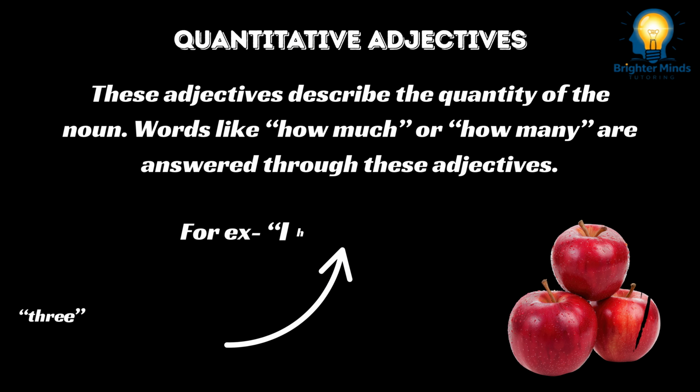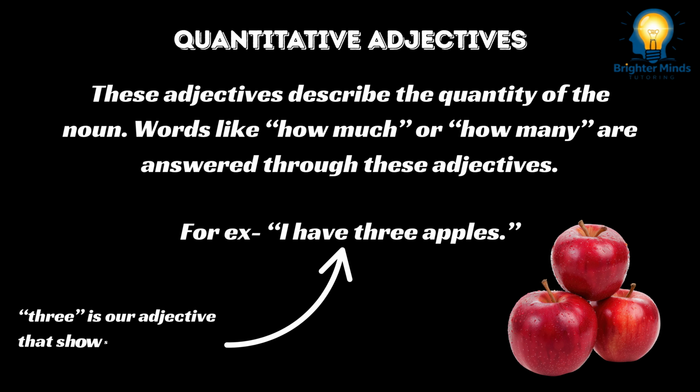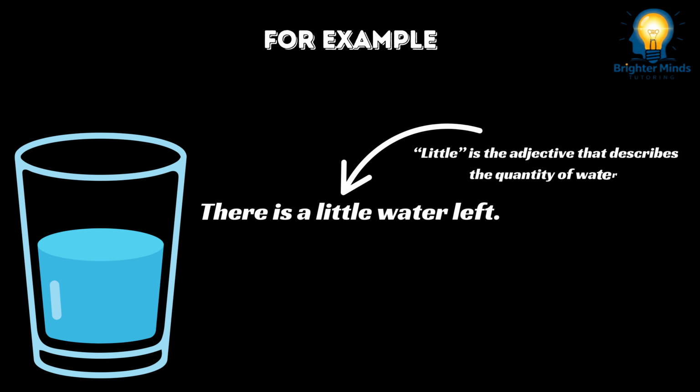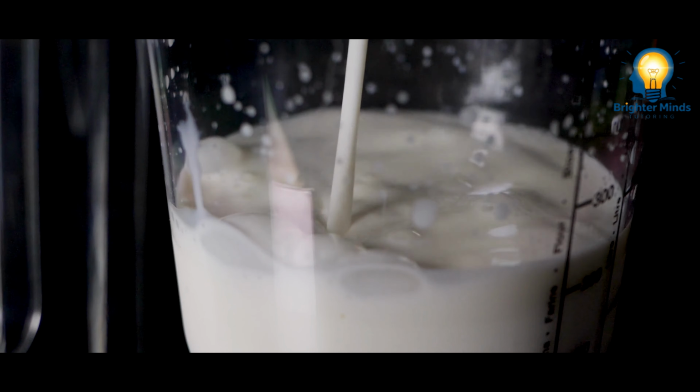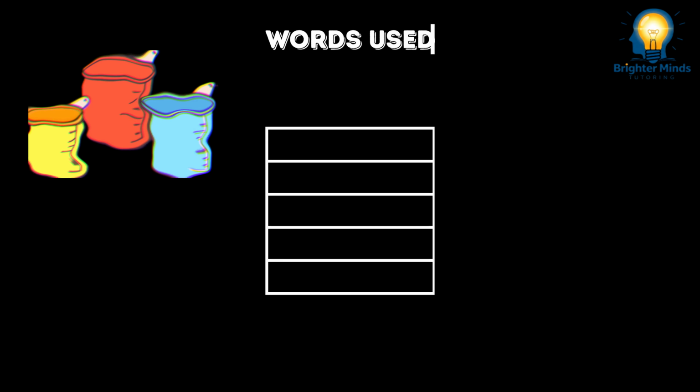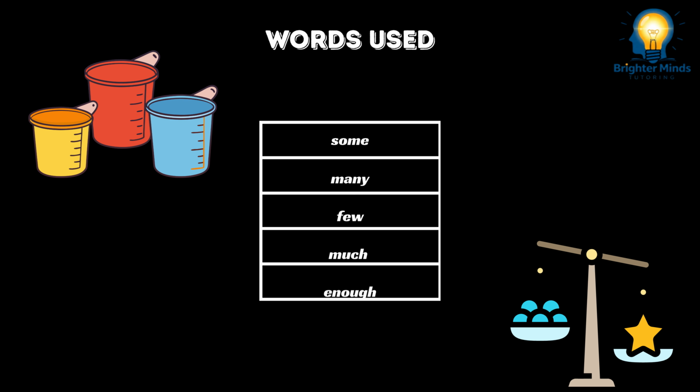Next, we have quantitative adjectives. These adjectives tell us how much or how many of something there is. They answer questions like how much or how many. For example, in I have 3 apples, the word 3 shows quantity. In there is a little water left, little tells us the amount of water left. These adjectives help in expressing measurements or quantity. Words like some, many, few, much, enough, and several are all examples of quantitative adjectives.